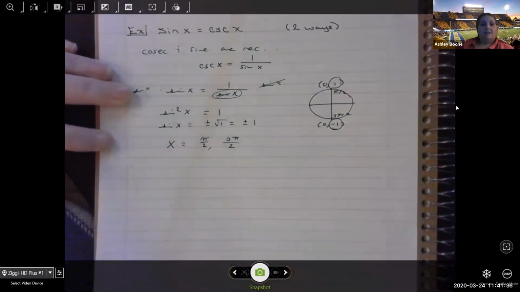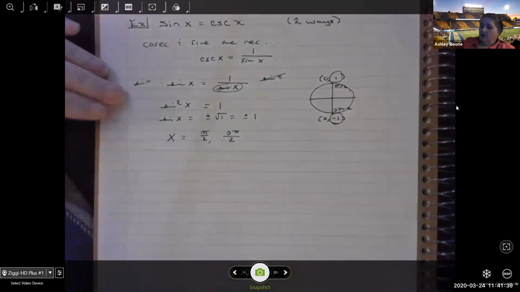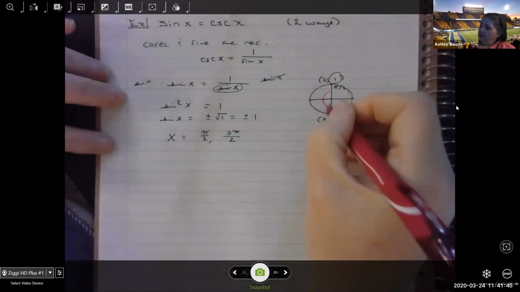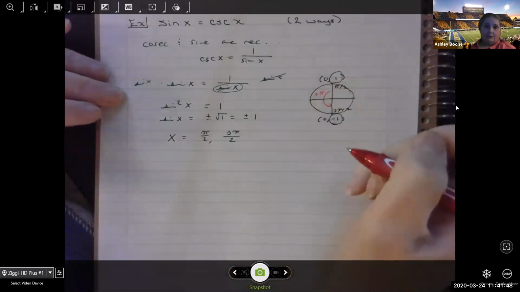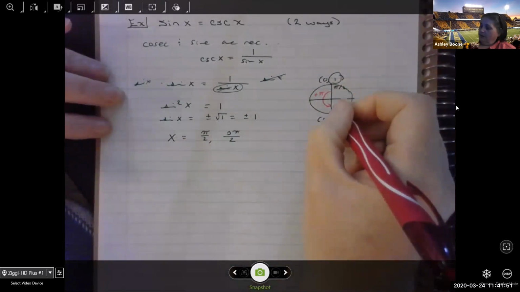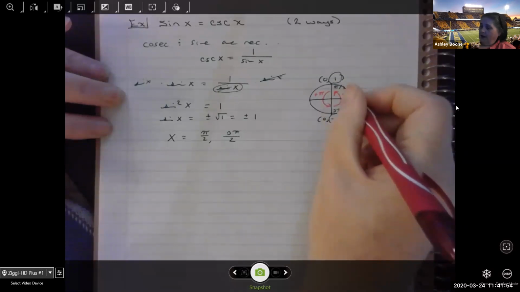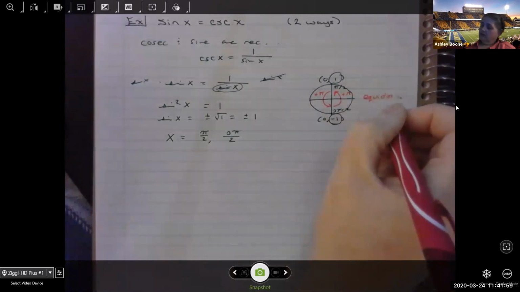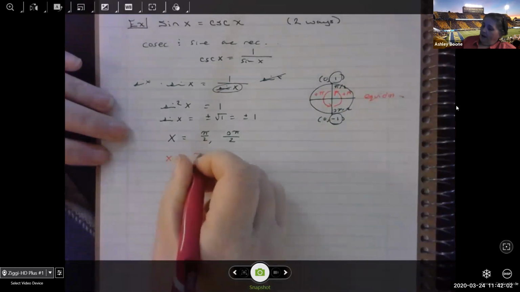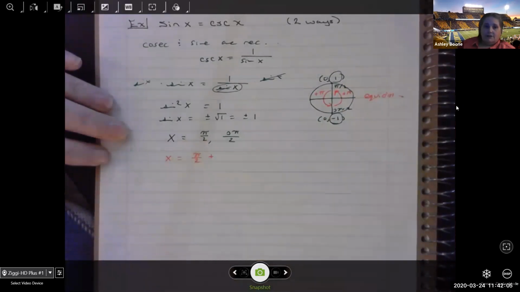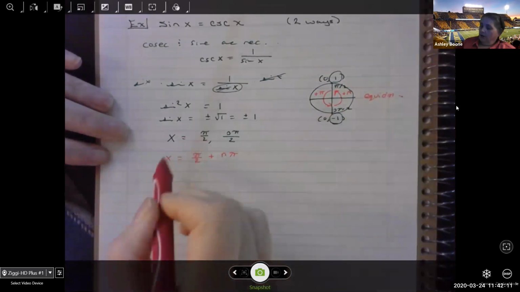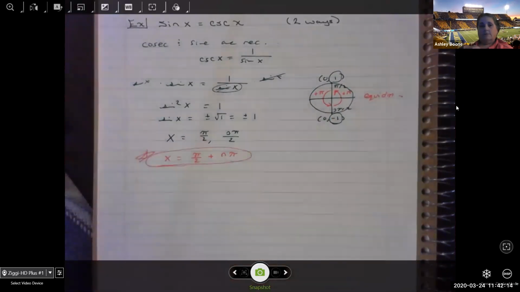The problem did not say over a certain interval, so I do want my general solutions. Again, notice, from pi over 2 to 3 pi over 2, that's an increase of pi, half of a circle, or half a rotation. From 3 pi over 2 to pi over 2, it's an increase of pi. They're equidistant from each other. So I can write this as one general solution. I can take pi over 2 and increase or decrease it by any multiple of pi, and that's going to get me to all of my solutions. Okay? That's one way to do it.